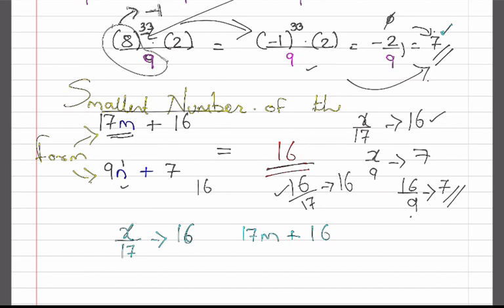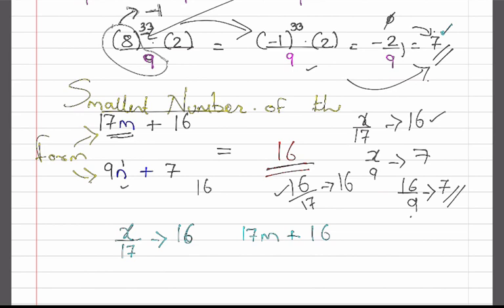But when I divide this same number by 9, I get a remainder of 7. So this number is of the form 9n plus 7, and I need the smallest of such numbers. If I put n as 0, it will give me 7. But if I divide 7 by 17, I will not get the remainder as 16, right? So 7 cannot be the answer. Put n as 1. So this will be 9 plus 7, which is 16.